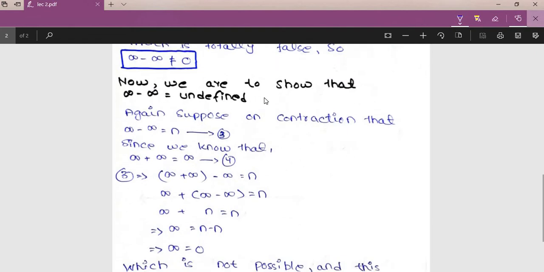Now we are to show that infinity minus infinity is equal to undefined. Like we don't have a proper answer. If we subtract infinity from infinity, we do not have any proper answer in math. We just again write it as infinity.